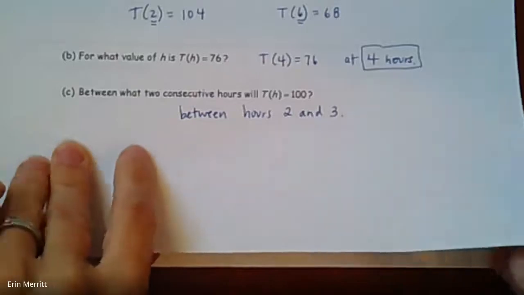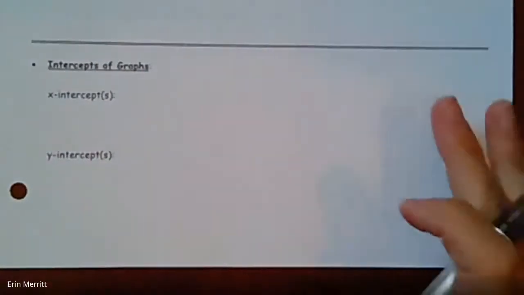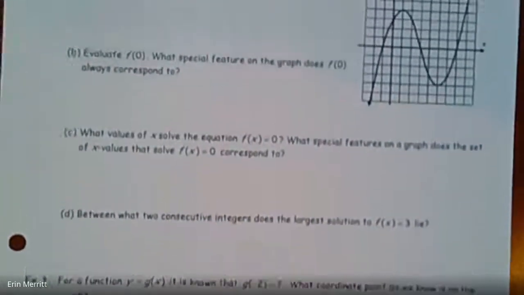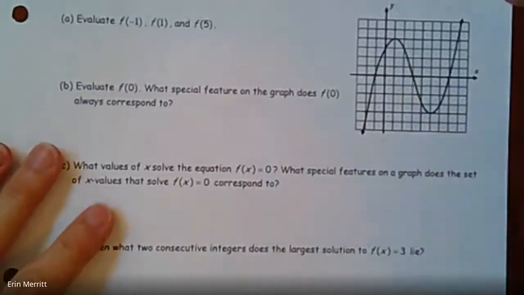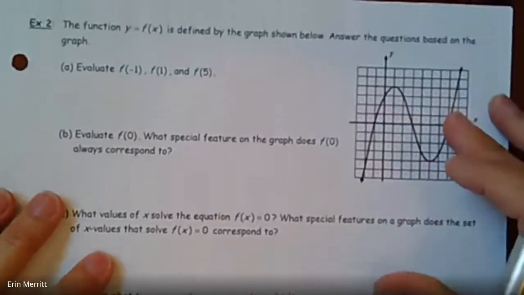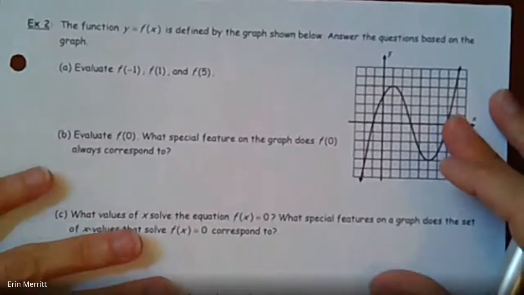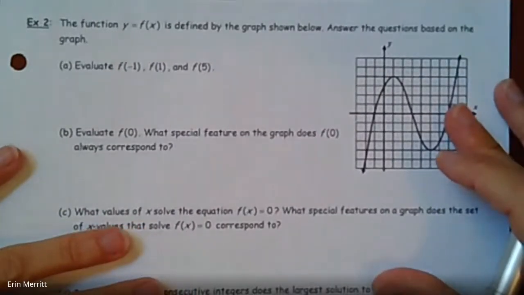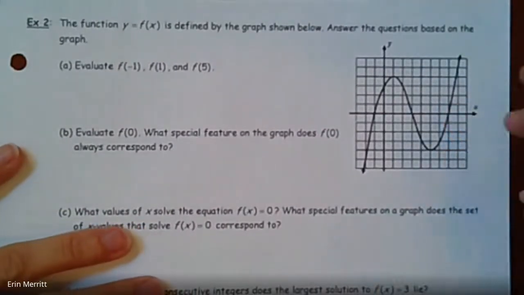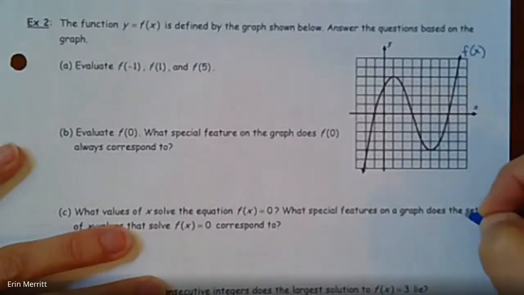Go ahead and flip it right on over to the next page. I'm going to slide my paper back here. All right, this time we're using a graph to interpret. We did one with the chart, now we're looking at a graph one. It says the function y equals f of x is defined by the graph shown. So this is the function f of x. They're not giving us an equation, just a graph. Answer the questions based on that.